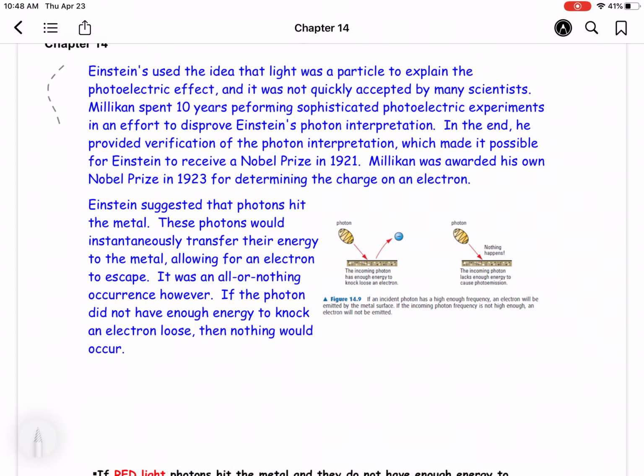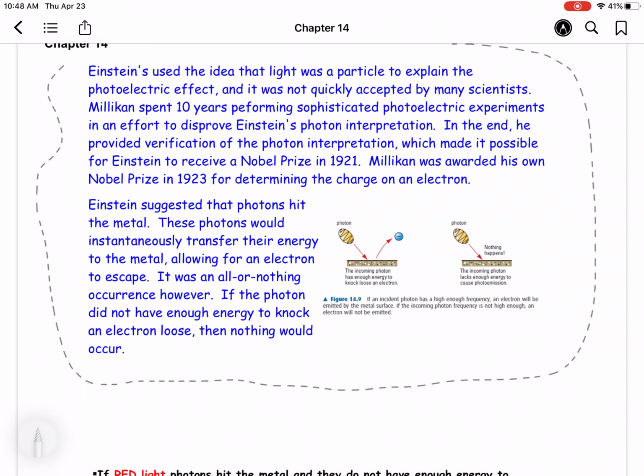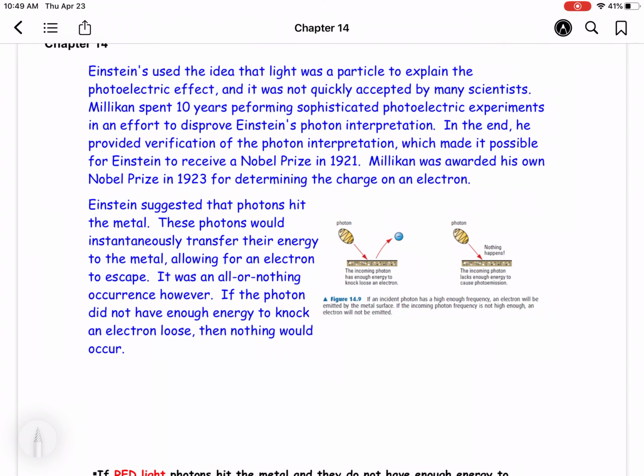So Einstein, of course, did all of this, and he said, well, it's because light's a particle. And everyone's like, that is silly, especially Millikan. Don't be Millikan. Millikan spent 10 years performing sophisticated photoelectric experiments, basically trying to disprove Einstein. In the end, he was the one that proved Einstein right, and that's what gave Einstein a Nobel Prize. Imagine spending 10 years trying to prove someone wrong, only to discover that you proved them right and gave them the Nobel Prize. Pretty big deal.